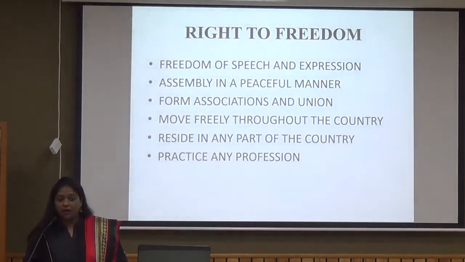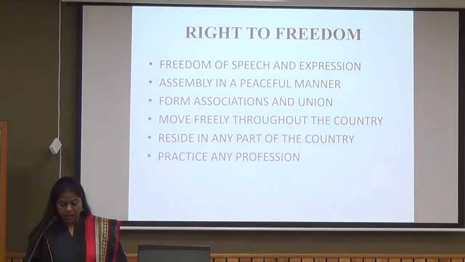The second fundamental right is the right to freedom. Freedom means absence of constraints. In practical life, it means absence of interference in our affairs by others, be it other individuals or the government.